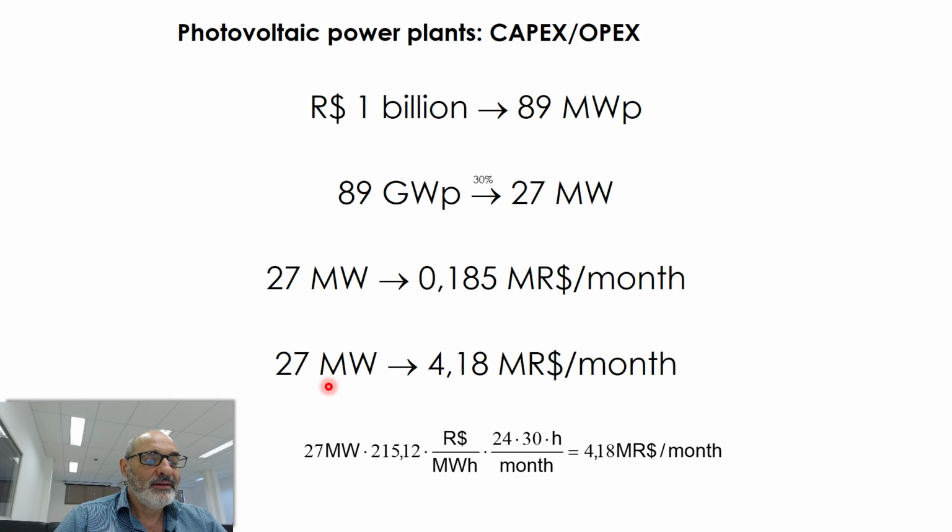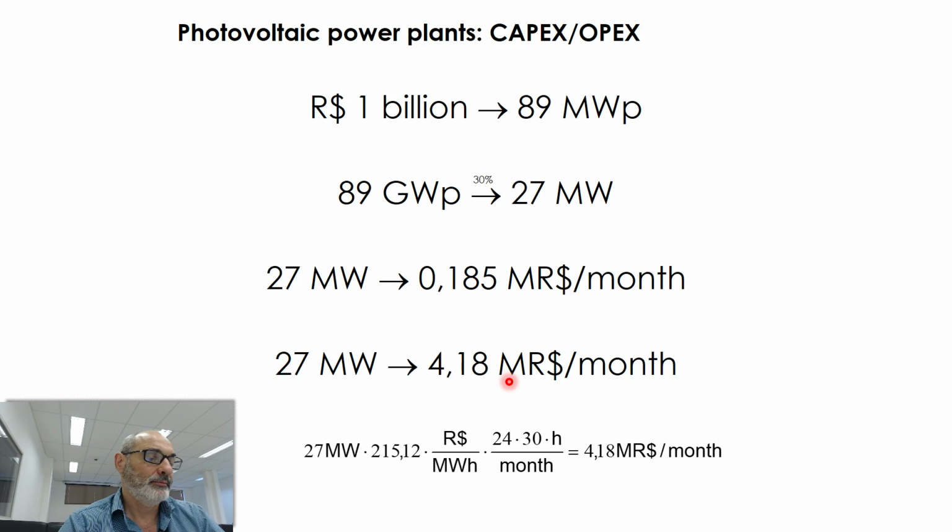You multiply that by the price that you get, and you transform 27 megawatts into 4.18 million reais a month, and this will cost you 0.18 million reais a month. This is operating cost. This is your revenue.